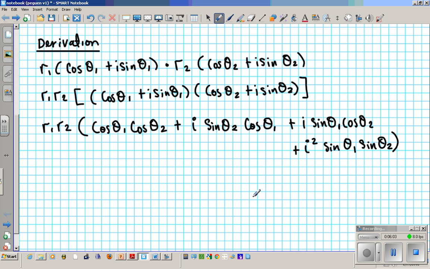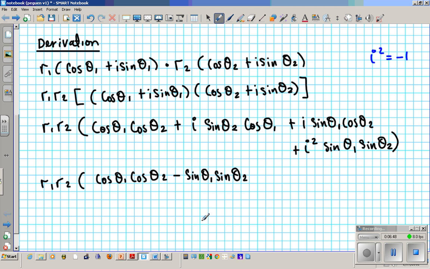Okay? Alright, now I'm going to bring down r1, r2, cosine theta 1 cosine theta 2, and then the sine theta 1 and sine theta 2. Now wait a minute, what is i squared? Remember, i squared is negative 1, right? i squared equals negative 1. So this i squared is going to change this to a minus. So it's going to be minus sine theta 1 sine theta 2.